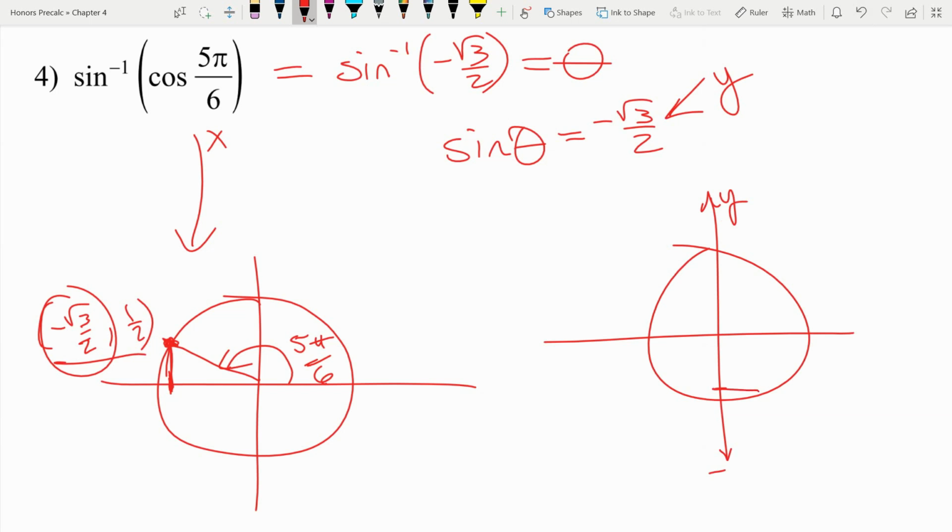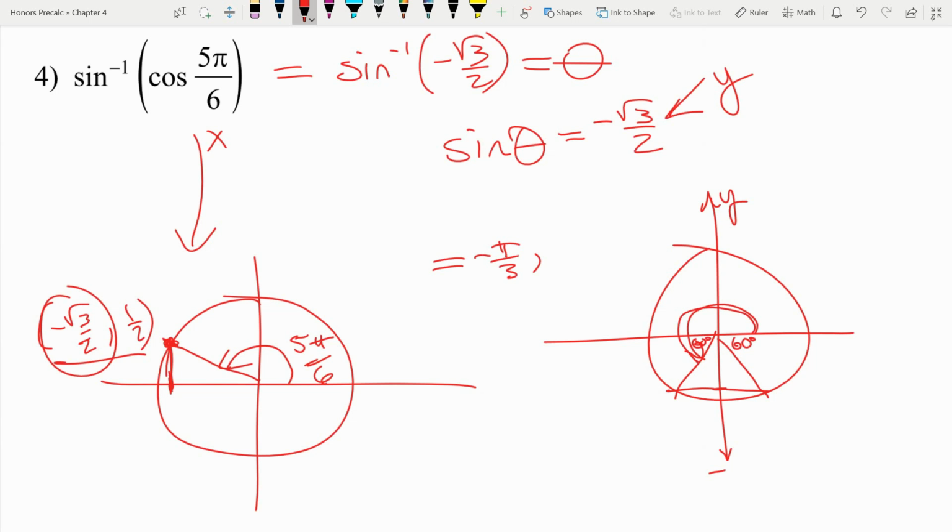So if you think about what angle that's going to be, it could be either one of those right there. If I was just to take this first angle right here, this is 60 degrees here. This would be 60 degrees here. So it's either negative 60 degrees, so negative 60 degrees or negative pi over 3.